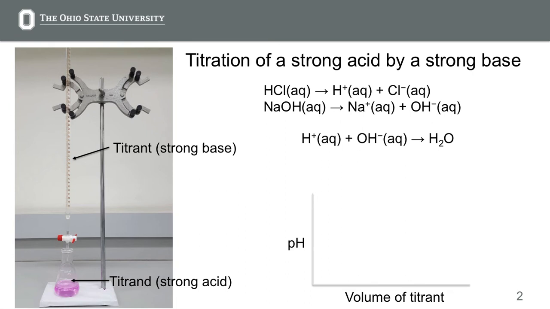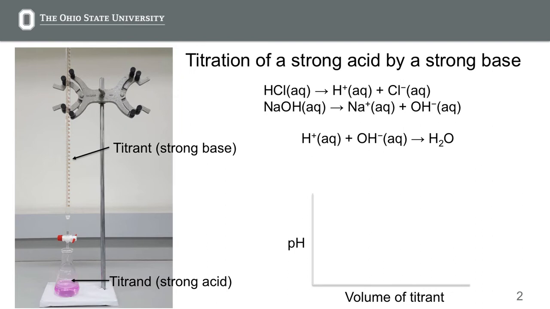You probably do this in lab, where we have a flask that contains the titrand. So this is what we are titrating. In this case, we're going to titrate a strong acid. And we're going to add to it, from a burette, the titrant, the strong base. So we are titrating a strong acid with a strong base. So that's how we would say that. So the strong acid goes in the flask, and we're adding small amounts of base until we get to an equivalence point or an end point.